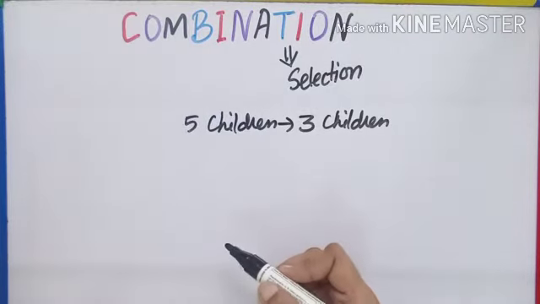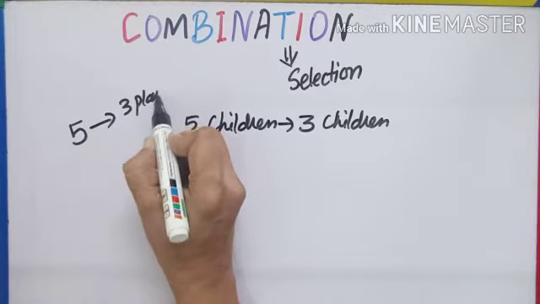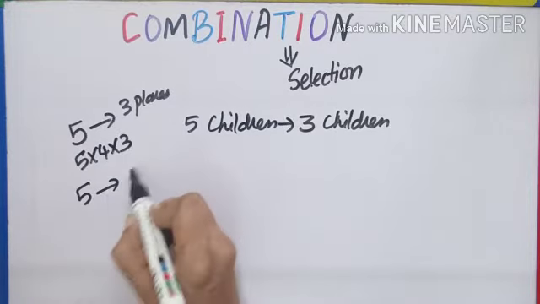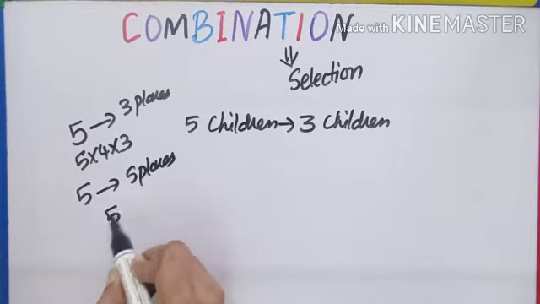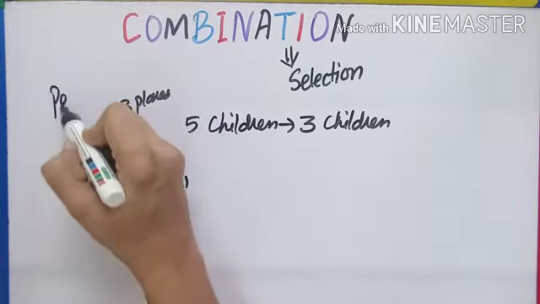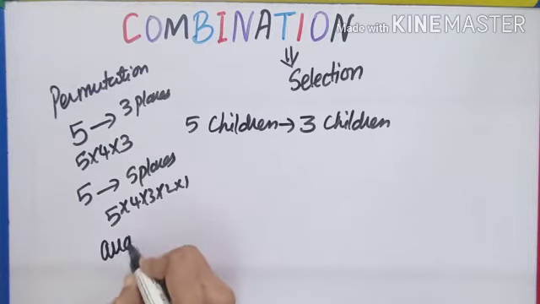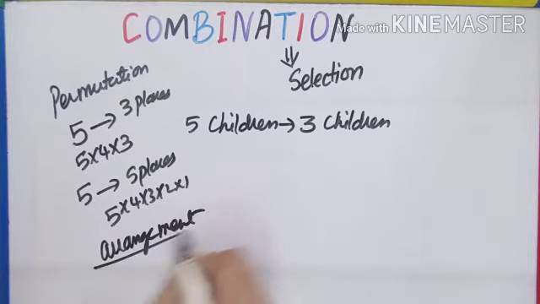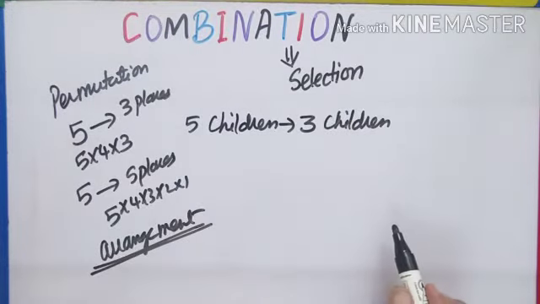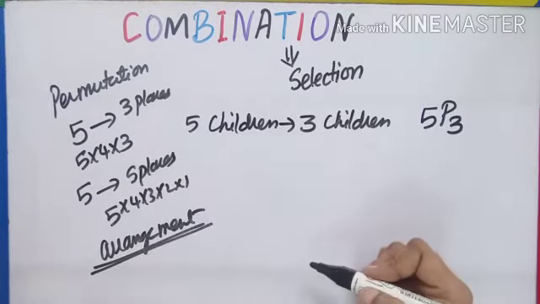In the previous exercise, we learnt 5 children are there. I can arrange in 3 places. How did I do it? 5 into 4 into 3. Or 5 children in 5 places. How did I do it? 5 into 4 into 3 into 2 into 1. So here I call permutation, which is selection as well as arrangement, whereas in combination, I am dealing only with selection. Arrangement will not come. Selection and arrangement, I will say 5P3 from the previous exercise.